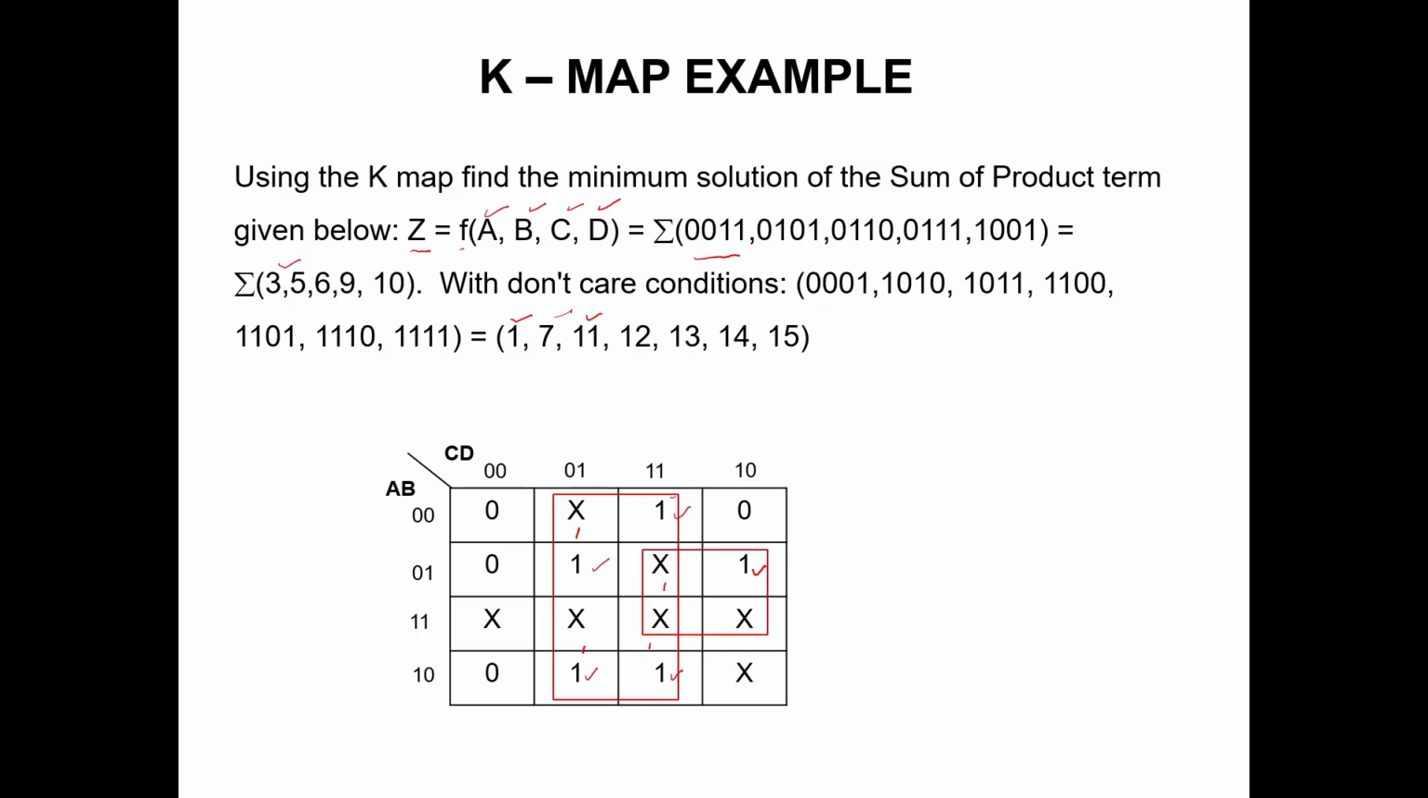Similarly, these 4 can be combined to form a group. X: since I do not require this X, it will be 0. This will be 0, and the output will be D for group 1, and for group 2 the output will be BC. In this way we can use the don't care conditions to the benefit of the circuit.